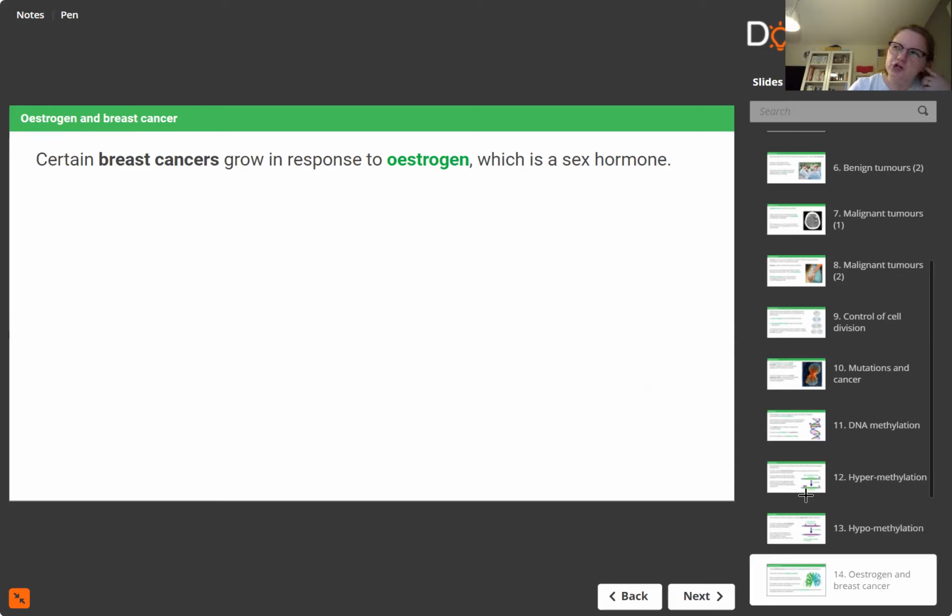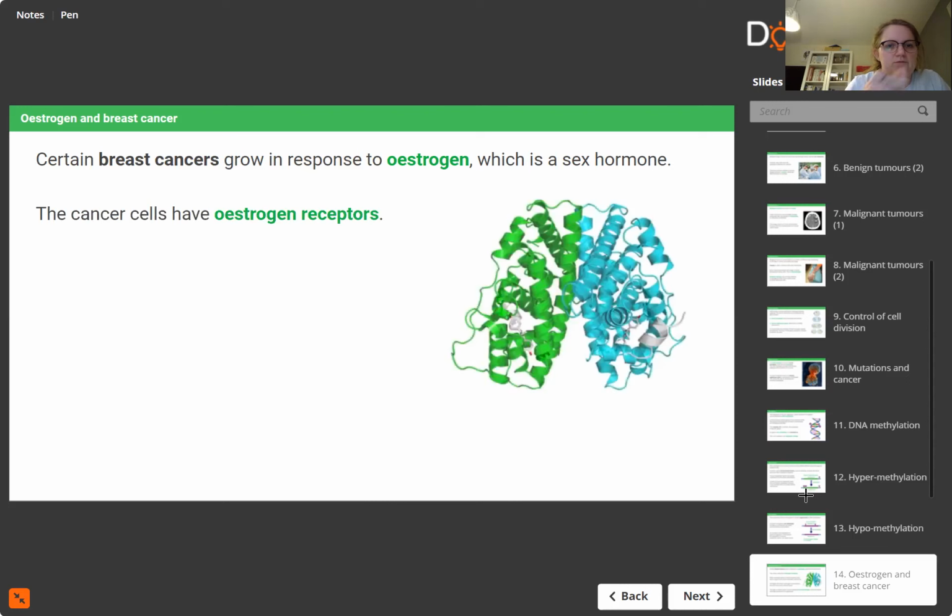So estrogen, we talked about estrogen the other week. I'm going to look at it again. So certain breast cancers grow in response to estrogen, and estrogen is a sex hormone. Basically, these cancer cells are going to have estrogen receptors. And increased exposure to estrogen over a long period of time is thought to increase a woman's chances of developing breast cancer. So increased exposure may be the result of a few things. It could occur due to starting menstruation earlier than usual, or starting menopause later than most women. It could also be a result of taking estrogen-containing drugs such as HRT or the combined contraceptive pill.